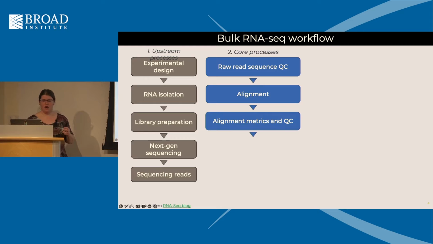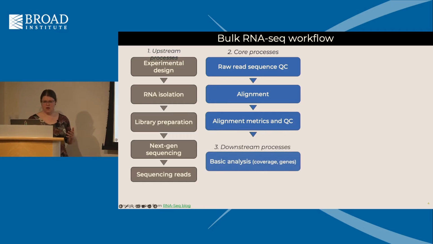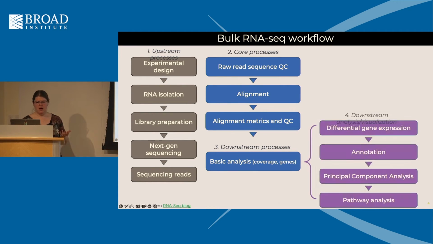Then you go through some form of alignment or pseudo-alignment. You look at your alignment metrics and your QC. And then we have downstream processes. So there's a basic form of analysis where you look at, what coverage of genes do I have? What coverage of the transcriptome do I have? What do my counts look like? What's my average alignment rate and how that relates to those things. So there's a lot of basic things that we can do.